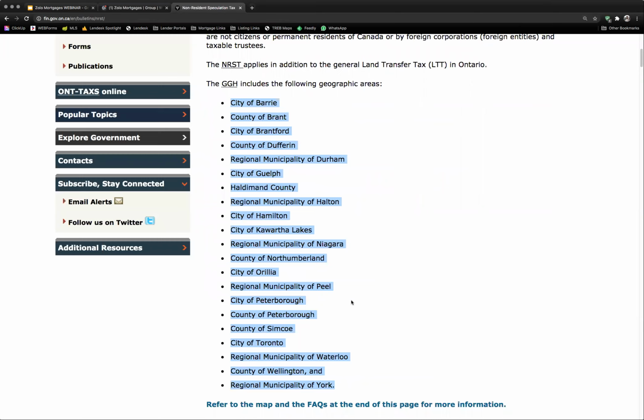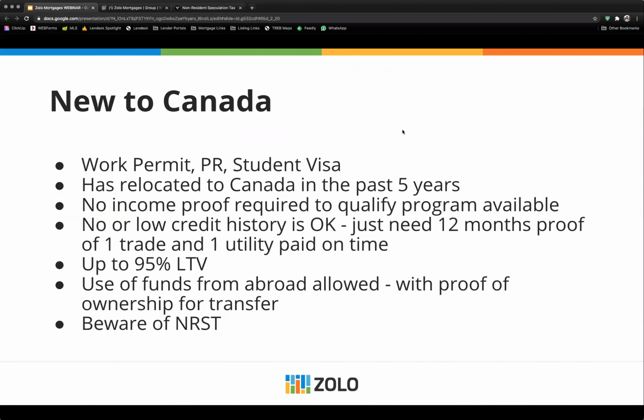But there are areas where, let's say, if you are a Windsor agent, Windsor is not affected by the NRST. So you can have a student or someone on work permit buy a property in Windsor, and the only thing they'll have to pay will be the land transfer tax. Or if they can prove that they're first-time home buyers, they can still get the huge rebate on land transfer tax as well. So that's reducing costs for your clients, and that's important for you to know.